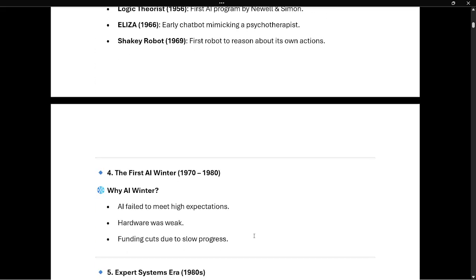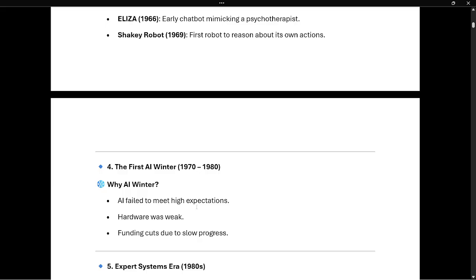Then the first AI winter, from 1970 to 1980. Why the AI winter? AI failed to meet high expectations, and people had high expectations from AI. Hardware was weak, and funding was cut due to slow progress. AI winter means a slowdown of AI in 1970 to 80 because of hardware weakness, failure to meet expectations, and funding cuts.